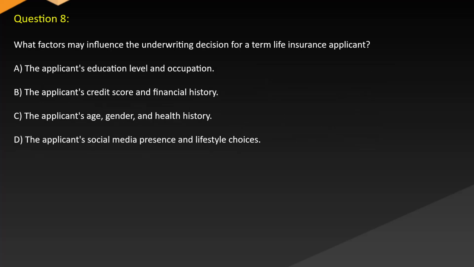Question 8. What factors may influence the underwriting decision for a term life insurance applicant? A. The applicant's education level and occupation. B. The applicant's credit score and financial history. C. The applicant's age, gender, and health history. D. The applicant's social media presence and lifestyle choices.